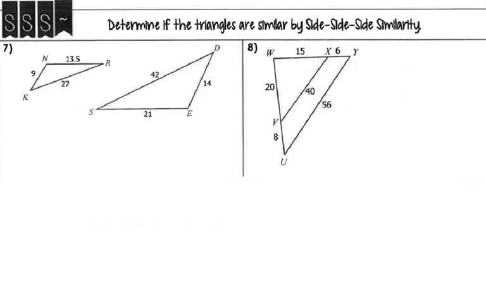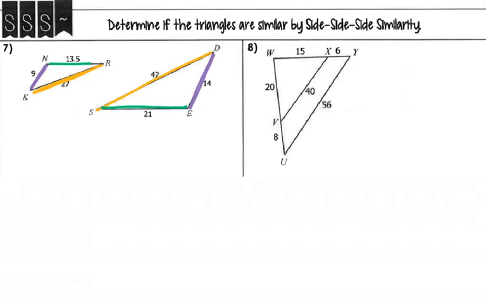I think you'll find it helpful to use a highlighter. So I'm going to use 3 different highlighters for this. I'm going to highlight the shortest side on this triangle to the left, and then highlight the shortest side on the triangle to the right. Next, I'm going to highlight the longest side on the triangle on the left, and then highlight the longest side on the triangle to the right, and then we're left with the side measure that's in the middle.